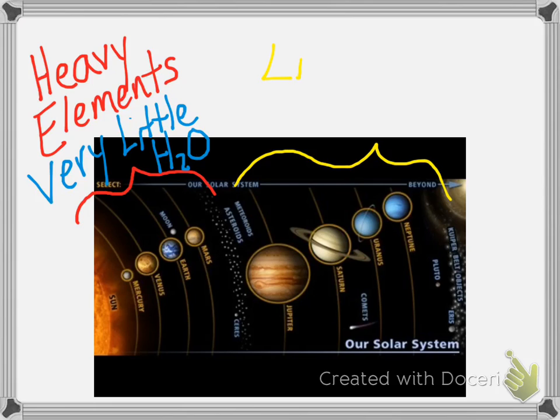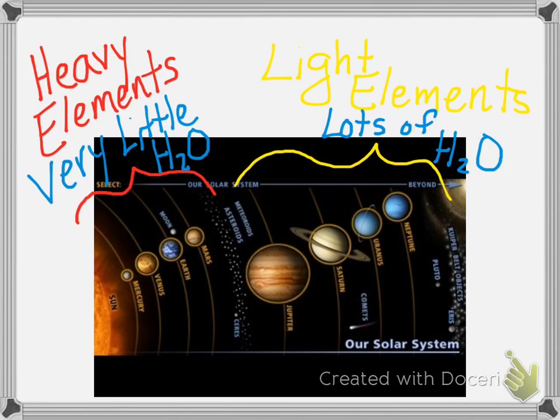If we look to the outer planets, Jupiter, Saturn, Uranus, Neptune, this is a place where light elements would have been able to condense out of the solar nebula. And lots of water. This is why we see all of the moons of the outer solar system are almost entirely composed of water and ices.